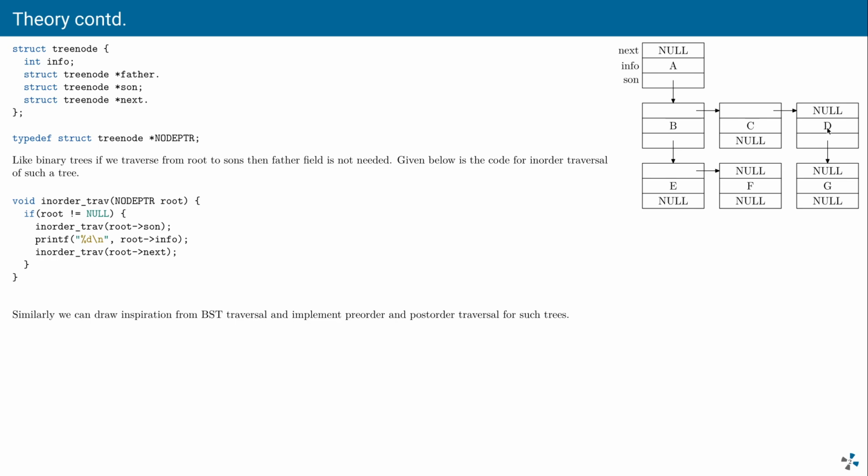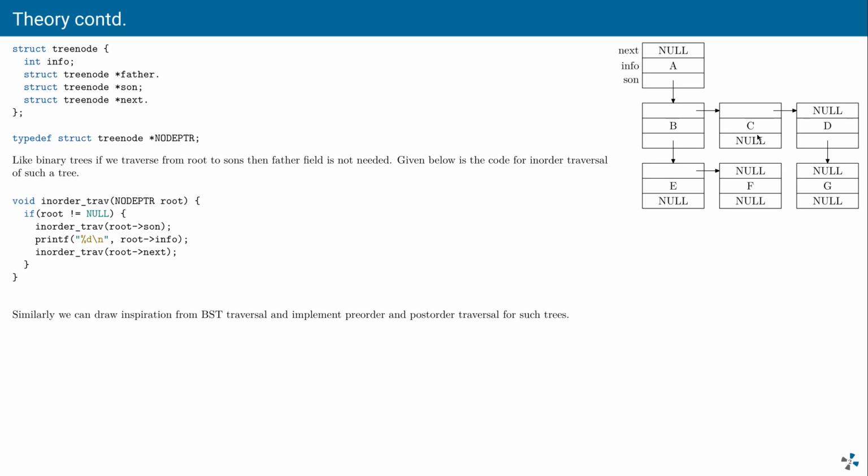D does not have any further sibling, D is the youngest son, and its son is G. B also has a son E, who does not have a son, but it has a sibling F, which does not have either further siblings or children.